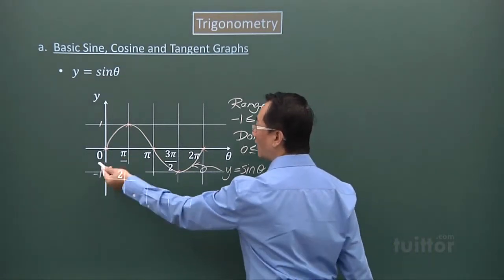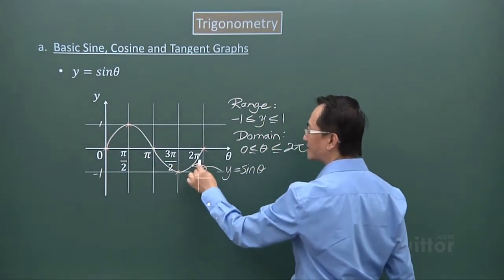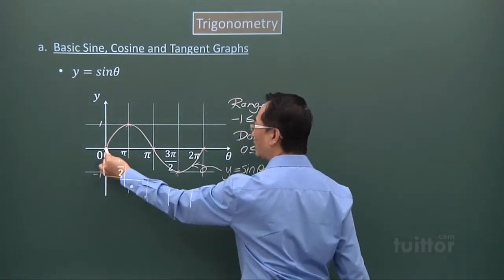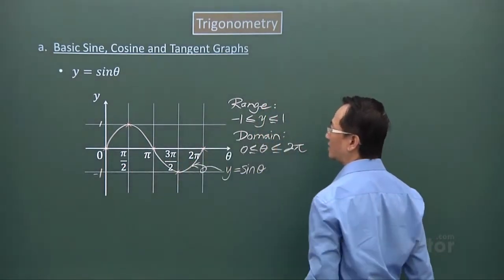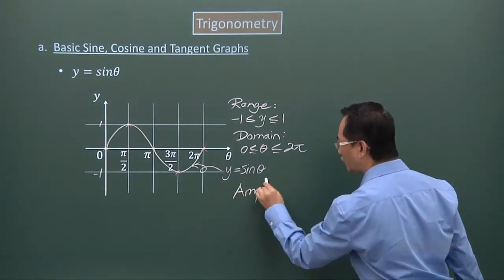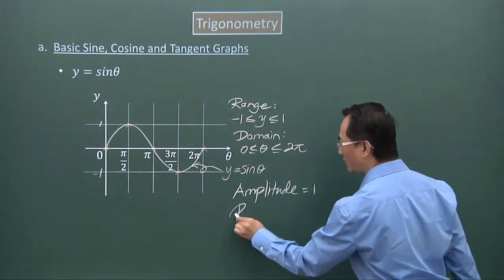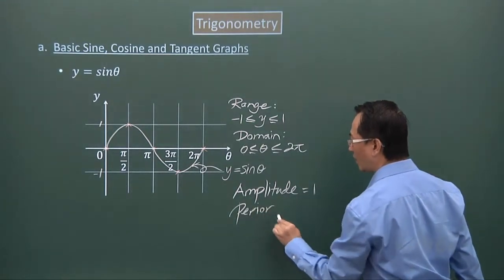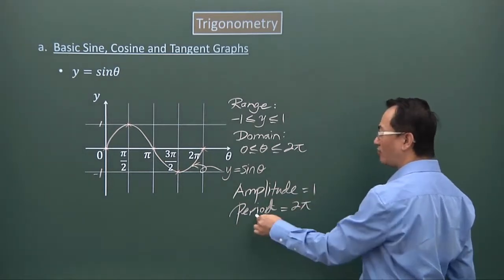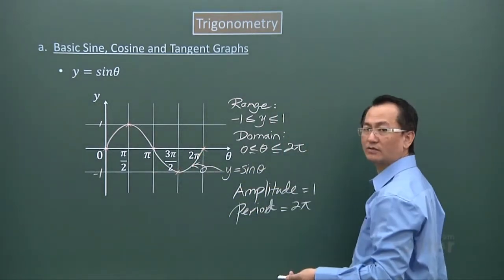Next, if I'm talking about the period of the graph, then this is a complete cycle of the sine curve. So the period would be 2 pi. So write that down. Amplitude first will be 1, period is 2 pi. This is where you find in one period a complete cycle of the curve.